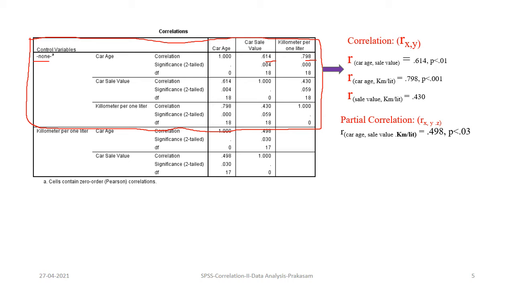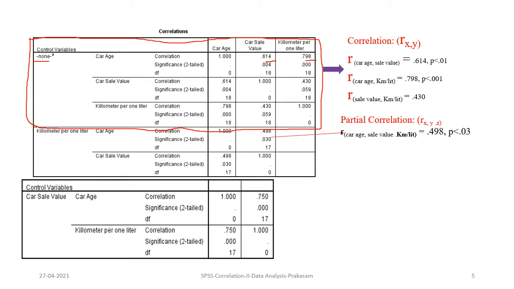That means when we control for kilometer per liter, the influence of kilometer per liter is suppressed or reduced, then the correlation between car age and car sales reduces to 0.498, whereas the one on the top is 0.614, which is significant, but it is much less significant here. Then we will also do further controlling for car sale value.